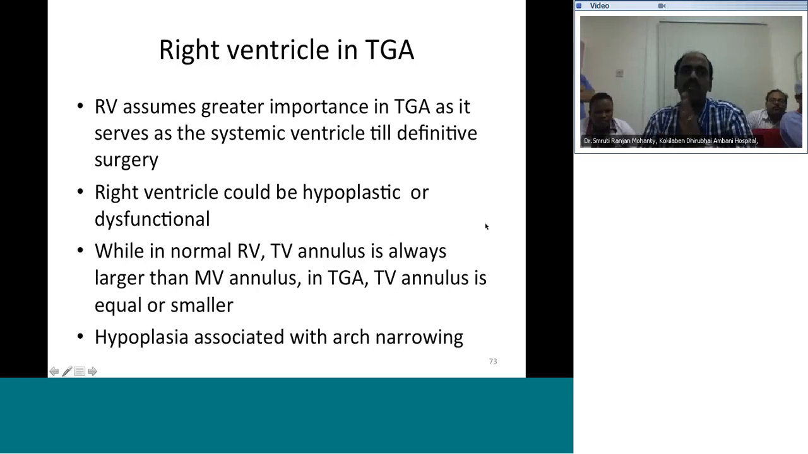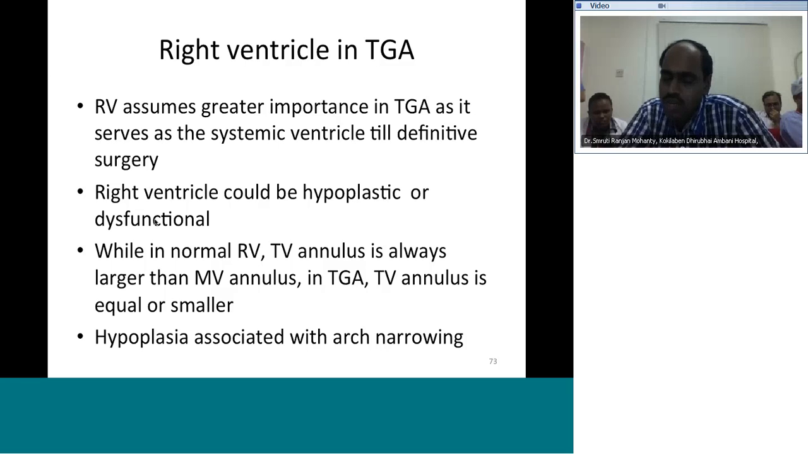What happens to the right ventricle? Right ventricle is very important because it is a systemic ventricle in the transposition. So right ventricle sometimes can be hypoplastic, sometimes can be dysfunctional. In a normal heart, tricuspid annulus is always bigger than the mitral annulus. But in transposition, tricuspid annulus may be equal or sometimes smaller than the mitral annulus. We need to remember that.